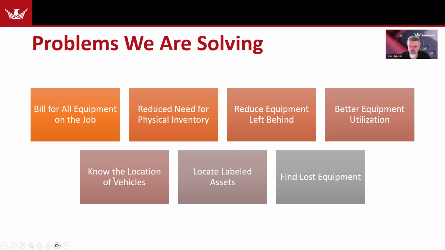Knowing the location of your vehicles and also the assets on them. So this is a big one. If you have an incoming call and things are busy, where is the closest vehicle and does it have the right assets on it to service this account? You can also locate labeled assets, and I will get into what labels are. This is something unique that we have. You can put one or more labels on any piece of equipment, and then you can search by that, and I'll get into that when we get to that section of the presentation. And then obviously finding lost equipment. So these are problems in your business that we can help solve.